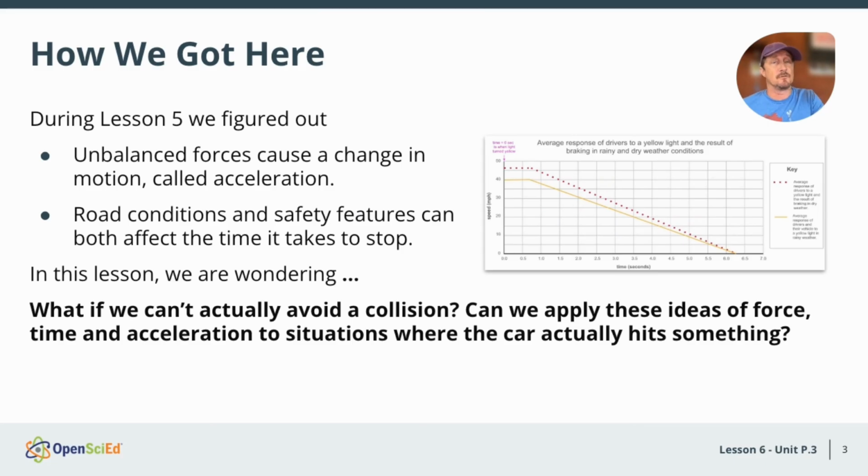First, how we got here. During lesson 5, we figured out that unbalanced forces cause a change in motion that we give a name to. We call it acceleration. And we figure out that road conditions and safety features can both affect the time it takes to stop. So in lesson 6, we're wondering, what if we actually hit something? What happens then? So can we use these same ideas of force, time, acceleration, and apply them to situations where we hit stuff?